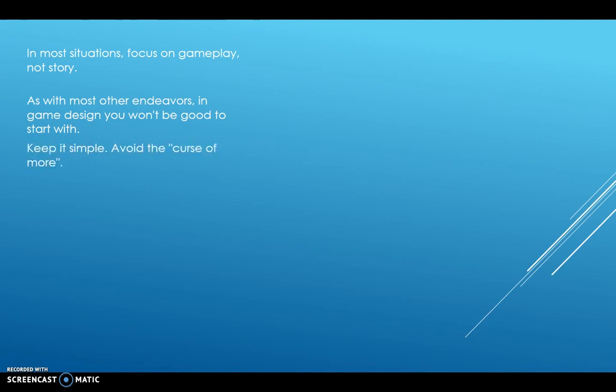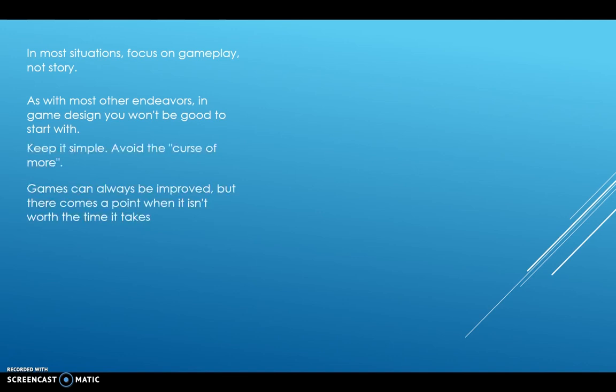Keep it simple. Avoid the curse of more. Having a good game design document helps this a lot, but it's very easy to get feature creep where you'll be playtesting it and it'll go, wouldn't it be good if we just had this feature, and this feature, and this feature. At some point you've got to go, this is it, this is the game we're going to make. Games can always be improved, but there comes a point when it isn't worth the time. At some point you have to just stop and say, yep, this is the game we're making.